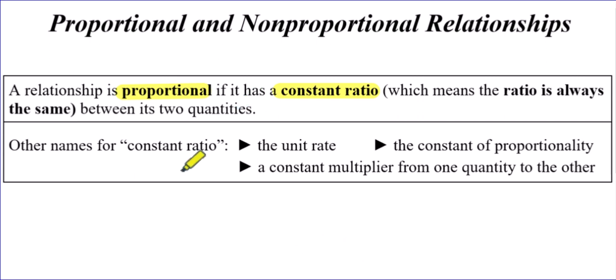Now, there are other names for constant ratio. Some of these names are going to be familiar. For example, the unit rate. We've talked about unit rate already. Unit rate is going to tie in to this lesson. Another phrase for constant ratio is the constant of proportionality, which is a very fancy sounding phrase, but it's one that you are going to hear throughout this unit. And another phrase that could be the same as constant ratio is a constant multiplier, from the one quantity, which will be in one row of the chart, to the other quantity, in the other row of the chart. You'll see what I mean here when we look at some examples.